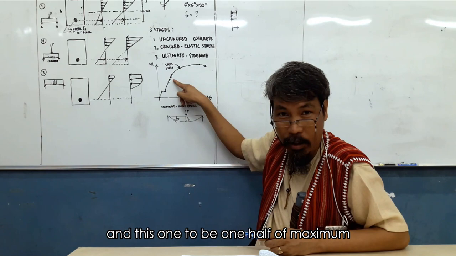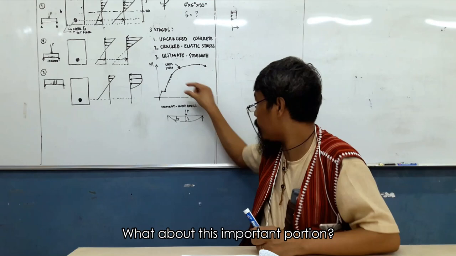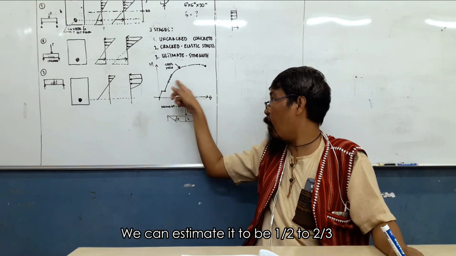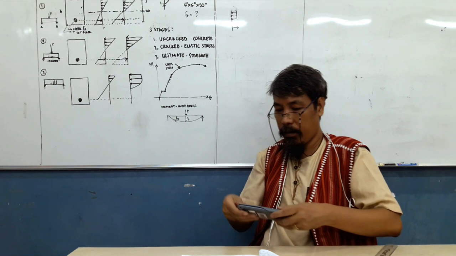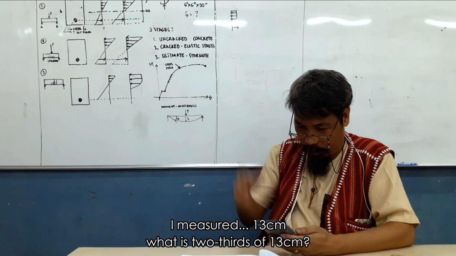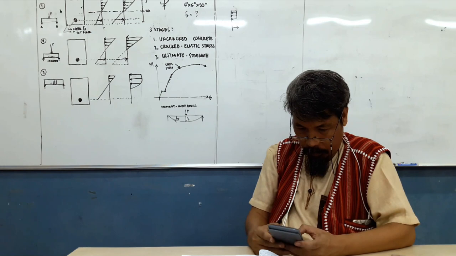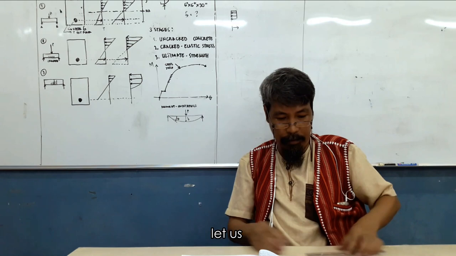So we can estimate. Now, what about this important portion? We can estimate it to be what? To be one half to two-thirds. Okay? Two-thirds. So let us compute two-thirds. What is two-thirds? So I measure 13 centimeters. What is two-thirds of 13 centimeters? Two-thirds of 13 centimeters is about 9 centimeters. So 9 centimeters. So this one, from this point to this point.